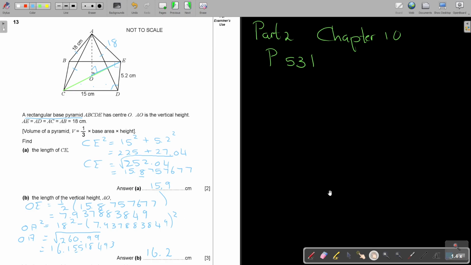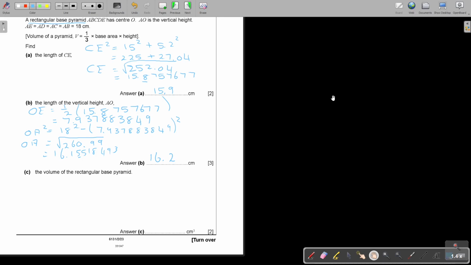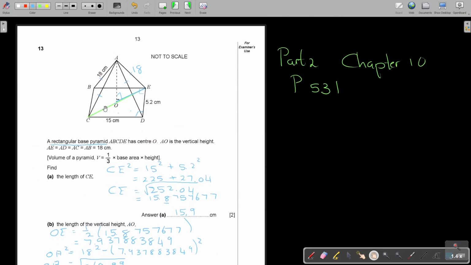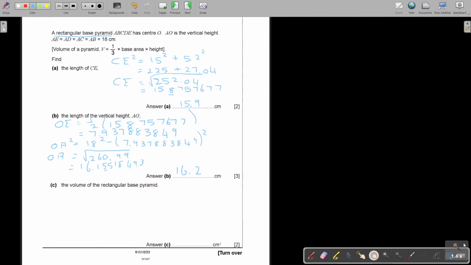And then the volume of the rectangular base pyramid. Remember they gave you the formula, but it's always area of base, and now it's a pyramid, so it's 1/3 area of base times the height. Let's write that formula first. So the volume is 1/3 base area times the height. And that is going to be 1/3.